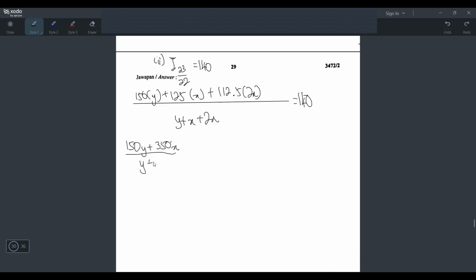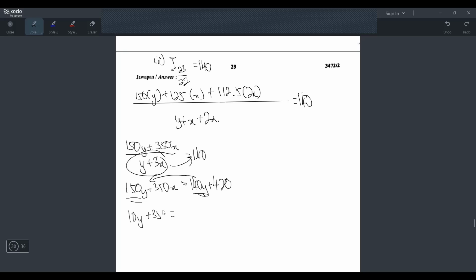And then over y plus x plus 2x, x with x can add together, so 3x equals 140. Okay, you can get rid of the fraction. How to get rid of the fraction? Just move this whole thing down here and it becomes multiplication. So it becomes 140 times y becomes 140y. 140 times 3, I think it's 420. Yeah, and then y with y can combine. So plus 140 moves over and becomes minus. So 150 minus 140 is 10y plus 350x equals 420.